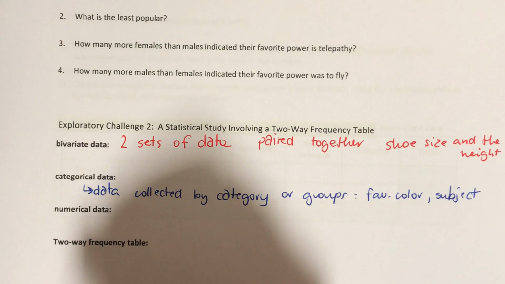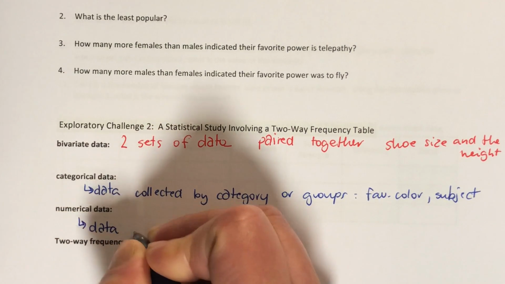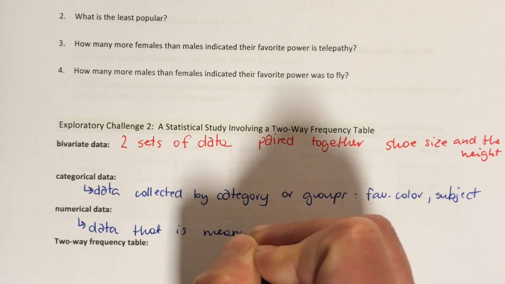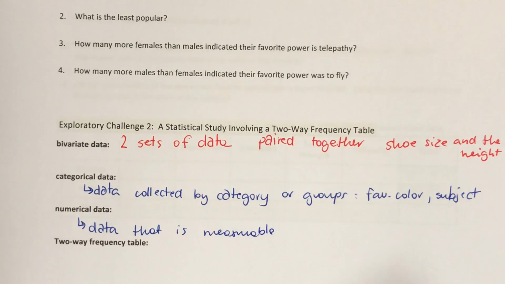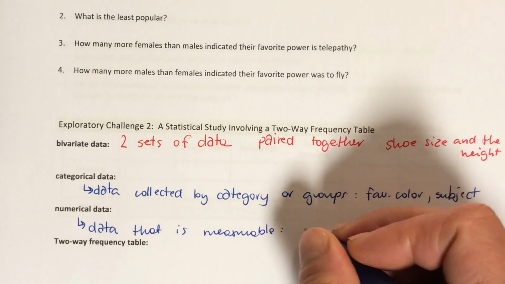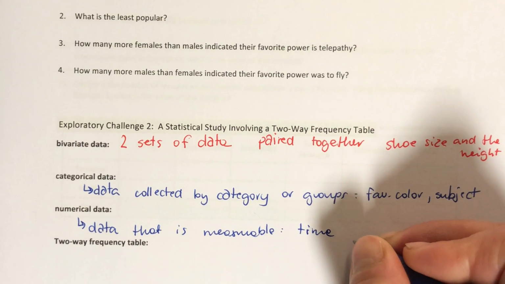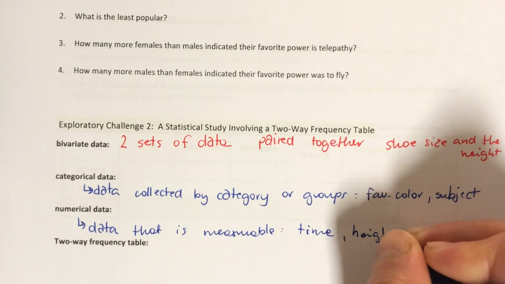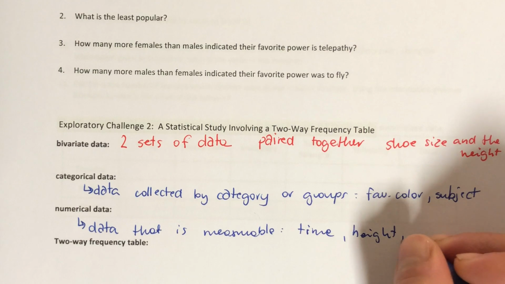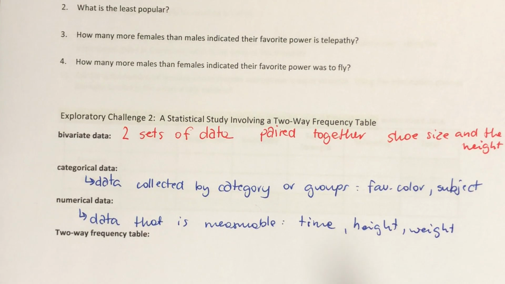Numerical data is data that is measurable. We can say time would be numerical data. We can say height. We can have whatever else can be described by a number, weight. And you can think of anything else that you want as well.